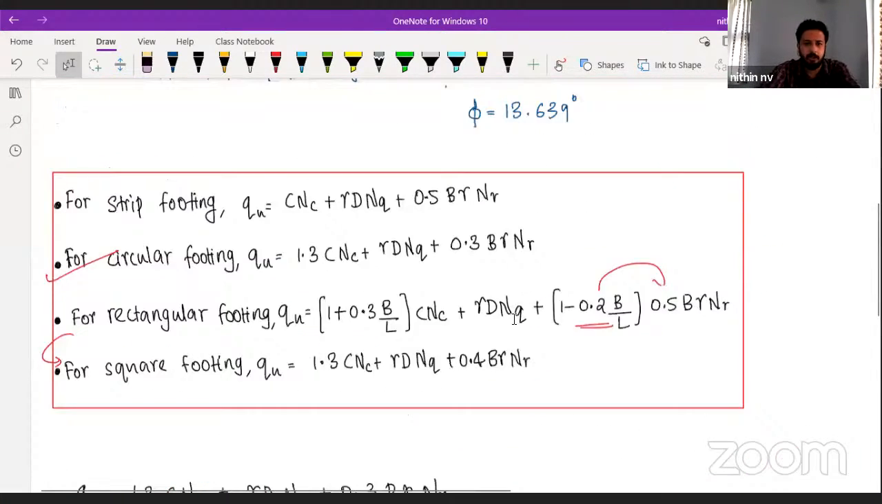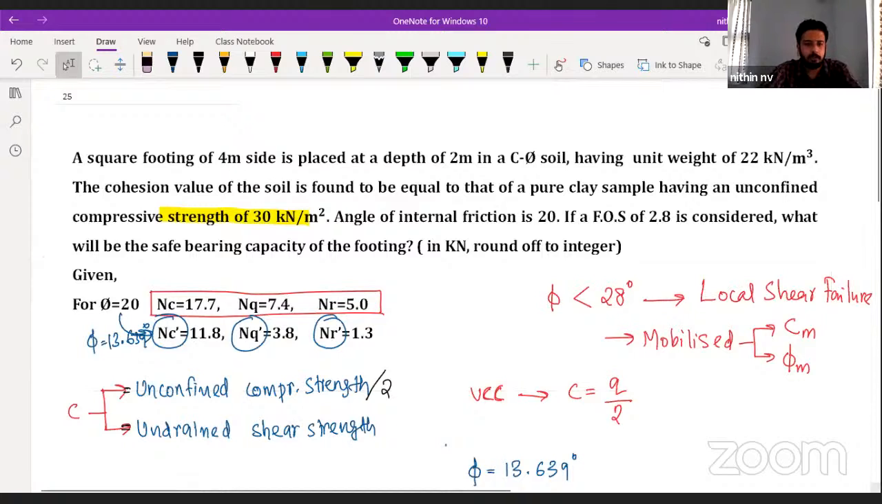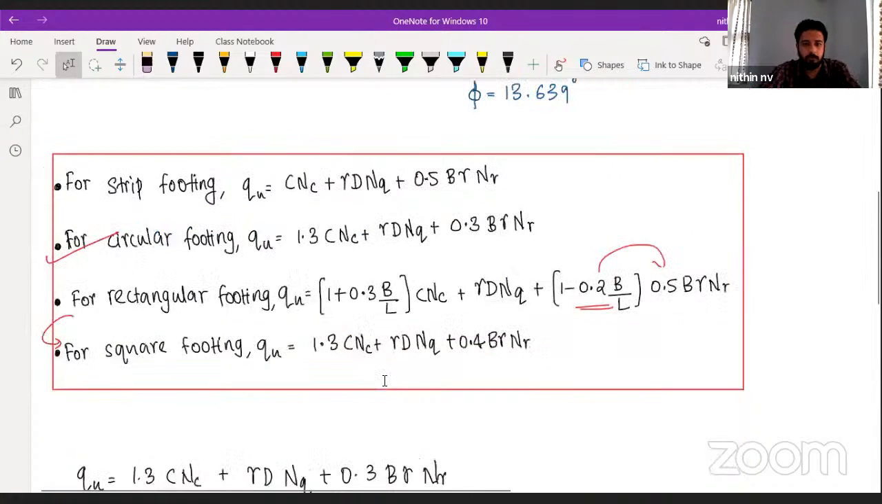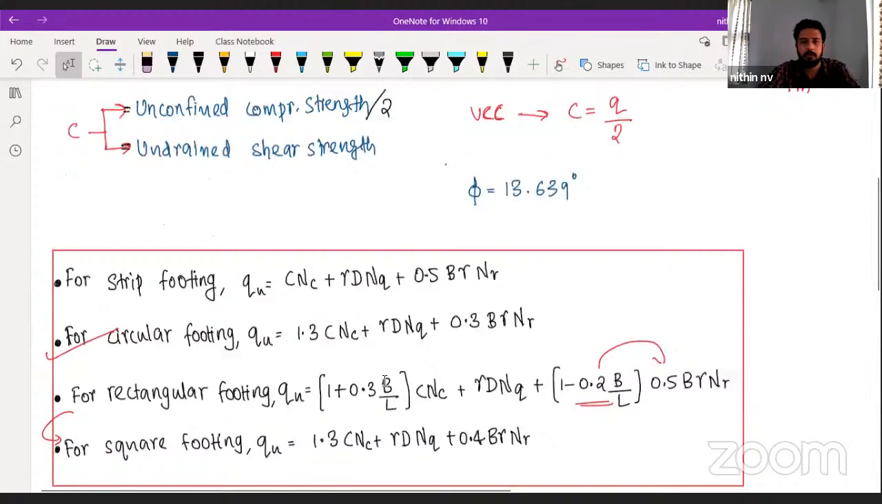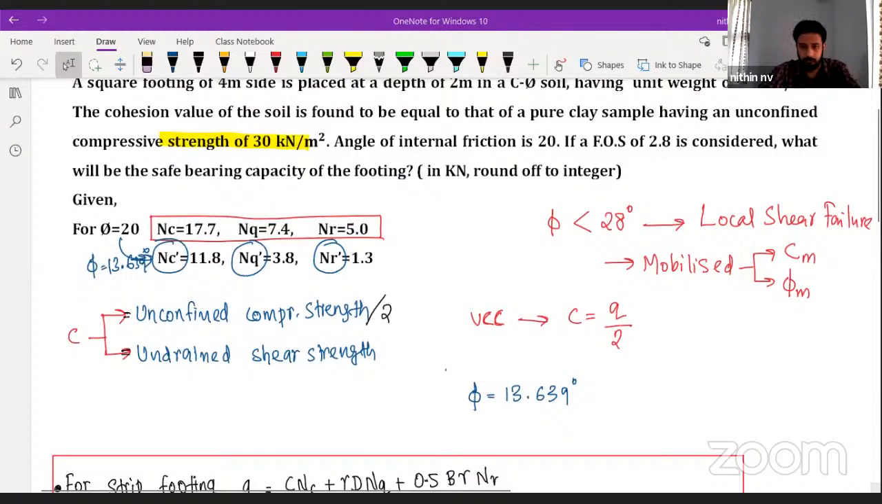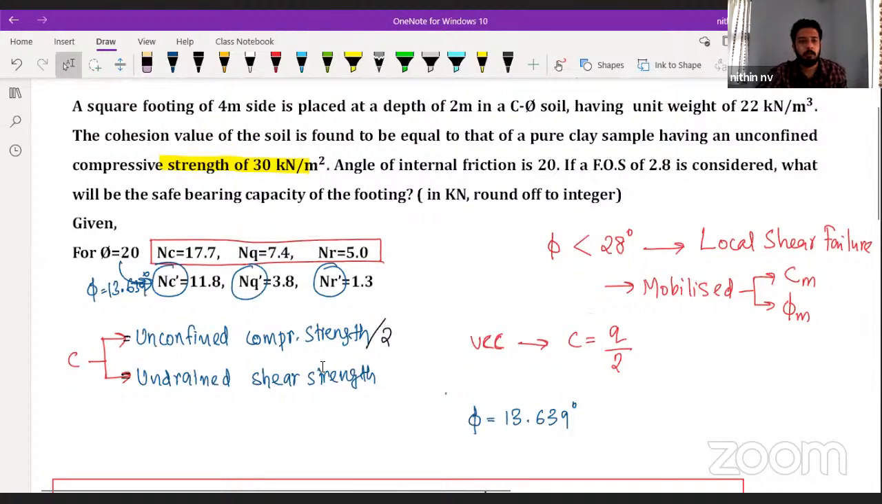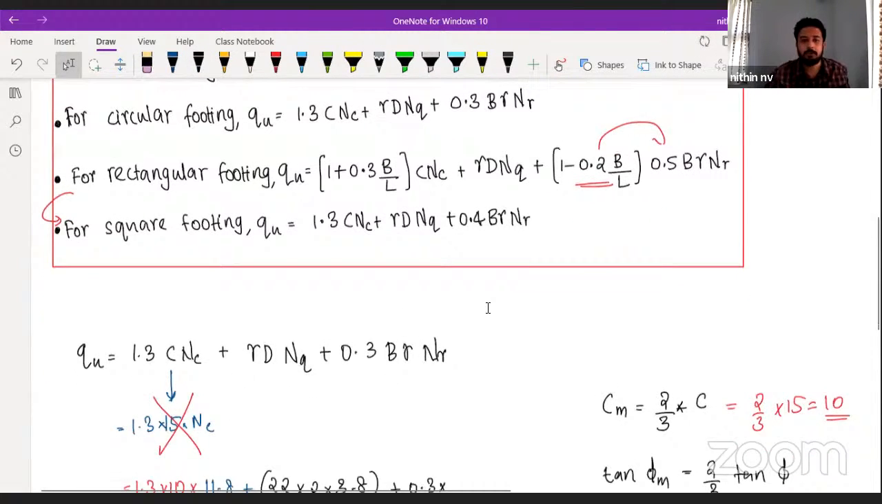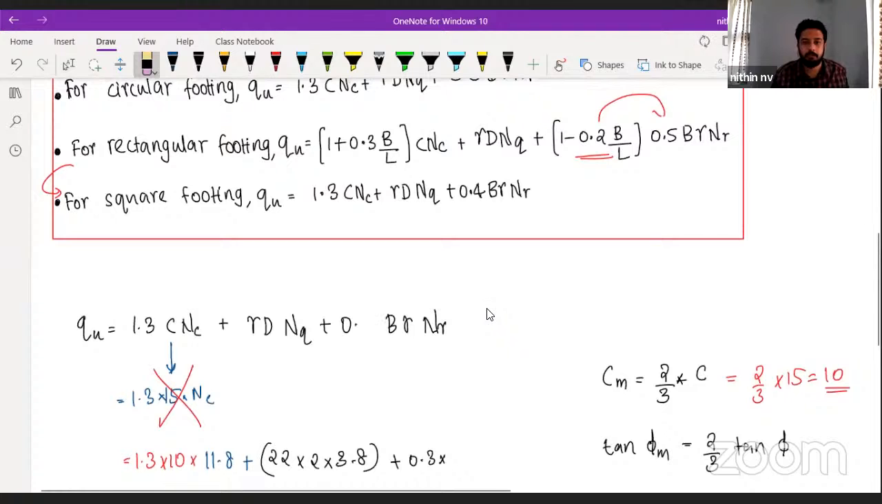So I'm sorry, it is a square footing, no? One second. Yes, square footing equation we have to use. I think I made some mistake. One second, guys. According to my calculation, it was a square footing, and I calculated based on the other equation. No problem. We have to use 0.4 according to square footing.